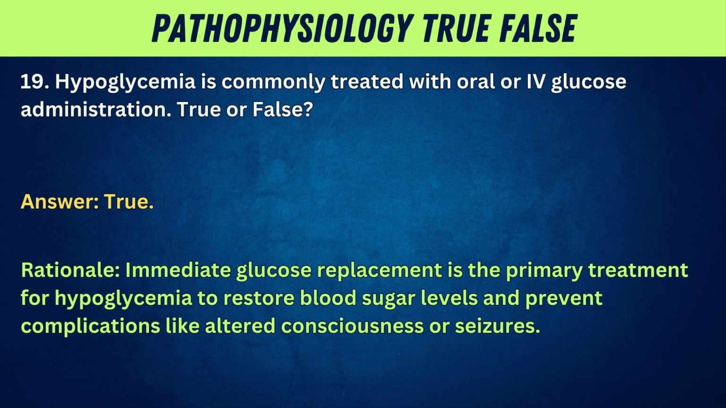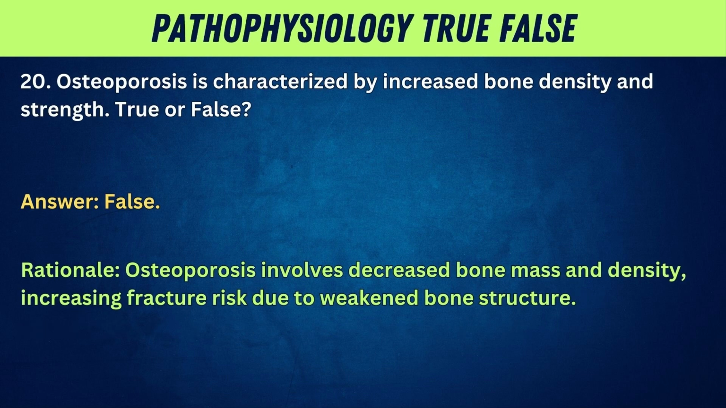19. Hypoglycemia is commonly treated with oral or IV glucose administration. True or false? Answer: true. Rationale: immediate glucose replacement is the primary treatment for hypoglycemia to restore blood sugar levels and prevent complications like altered consciousness or seizures.